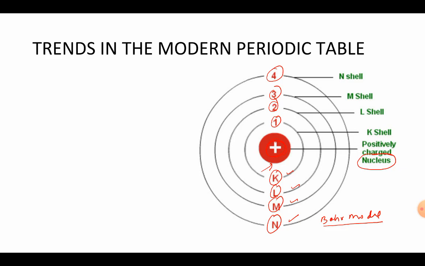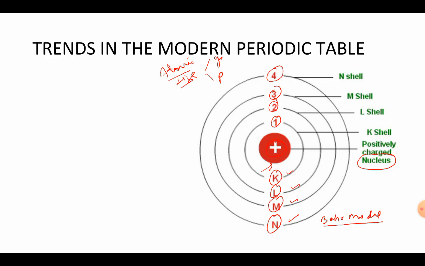Now the trend that today we are going to discuss is the atomic size. This is the trend that we will be discussing, atomic size, that is the size of an atom, and how this size is going to vary along a group and along a period. So this is our study for today. First of all, we need to understand what atomic size actually is.